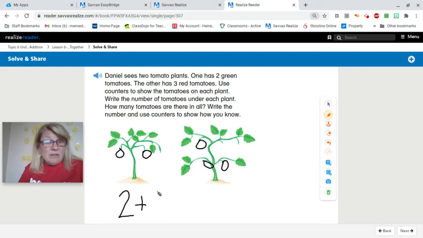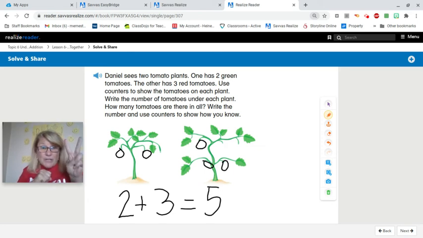So how many are over here? 3. Do you remember the symbol that goes after 2 plus 3 more? It's equal. Equals what? 5. It sure does. 2 plus 3 equals 5.